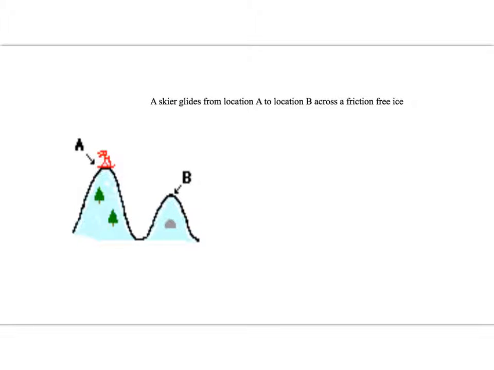Consider an object moving from location A to location B on a friction-free ice surface, as in the figure. Now we see that at A we have a height of h1, and at B it has a lower height h2. So from the mechanical energy conservation, the total mechanical energy at A should be equal to the total mechanical energy at B. Let's say it has no velocity at point A, so no kinetic energy, just potential energy equal to mgh1. So the total mechanical energy at A is equal to mgh1.